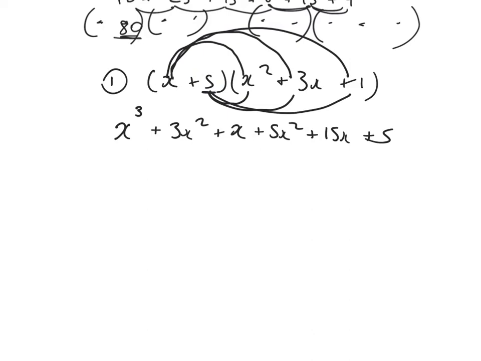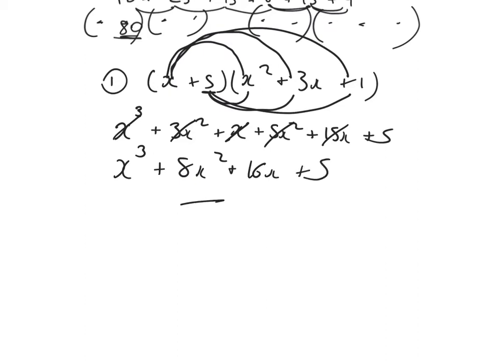You then take the second term in the first bracket, you multiply that by the first term, x squared, and then multiply it by the second term, 3x, and then the third term, 1, giving 5. And you add as you go, and then you would start to collect things together. Okay, so x cubed, and if I check, I've only got one x cubed here, so that's x cubed. For x squared, I've got 3x squared and 5x squared, so that's 8x squared. I've got x and I've got 15x, that's 16x, and then finally I've got plus 5, final answer.